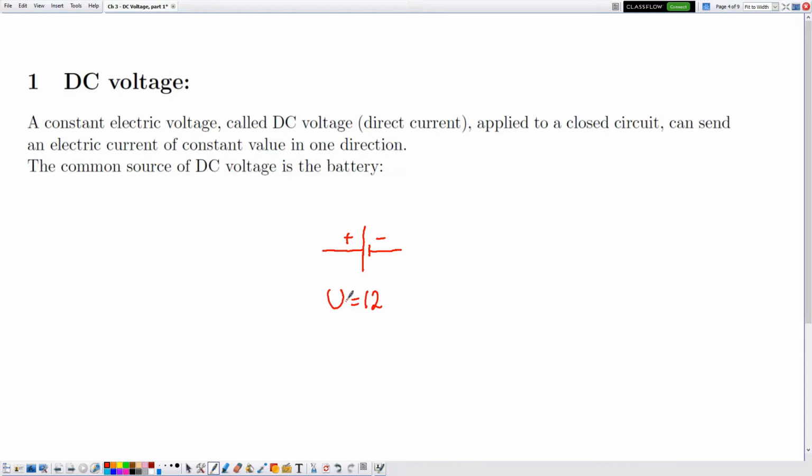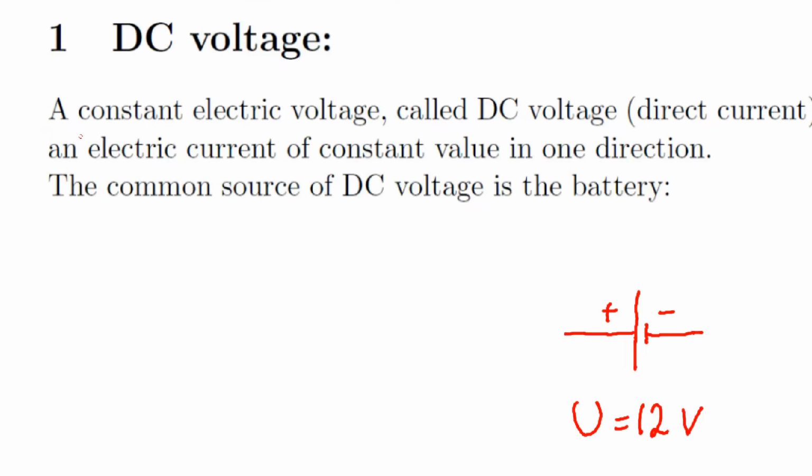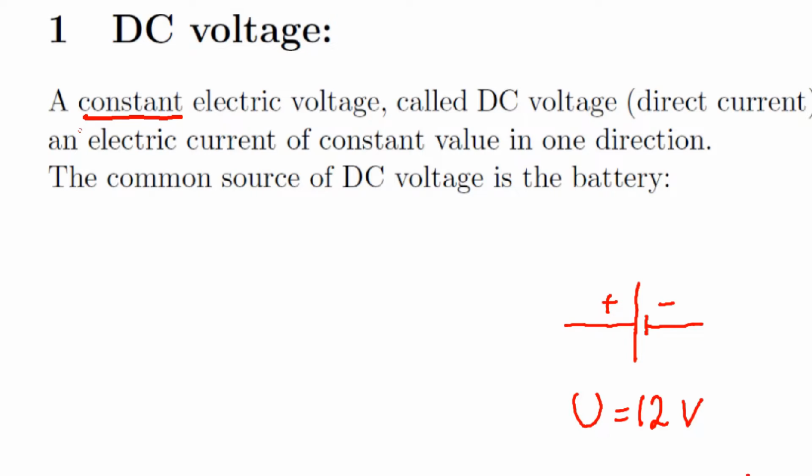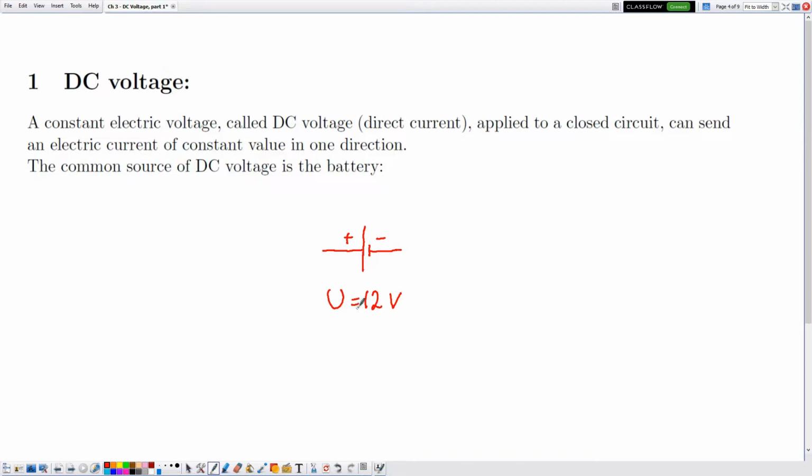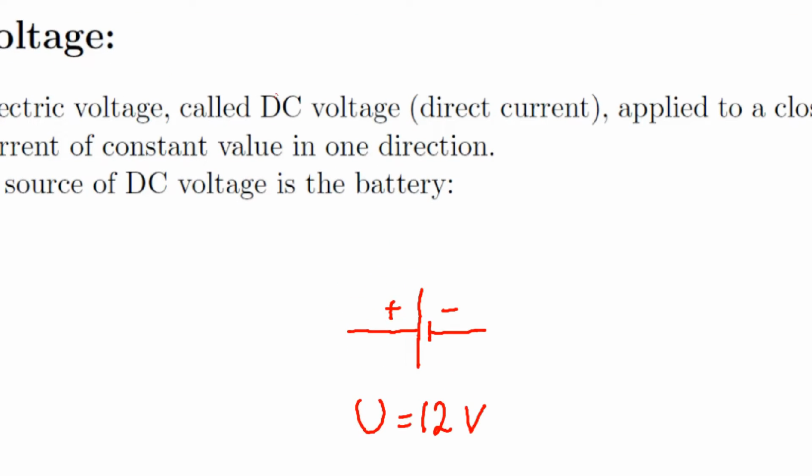Always all quantities in physics must have a unit, and we know that the unit of the voltage is V, which is volts. And of constant value means that the value of the voltage, which is 12, doesn't change, it remains the same when connected to the circuit. Such a type of voltage is called DC voltage, and DC stands for direct current.